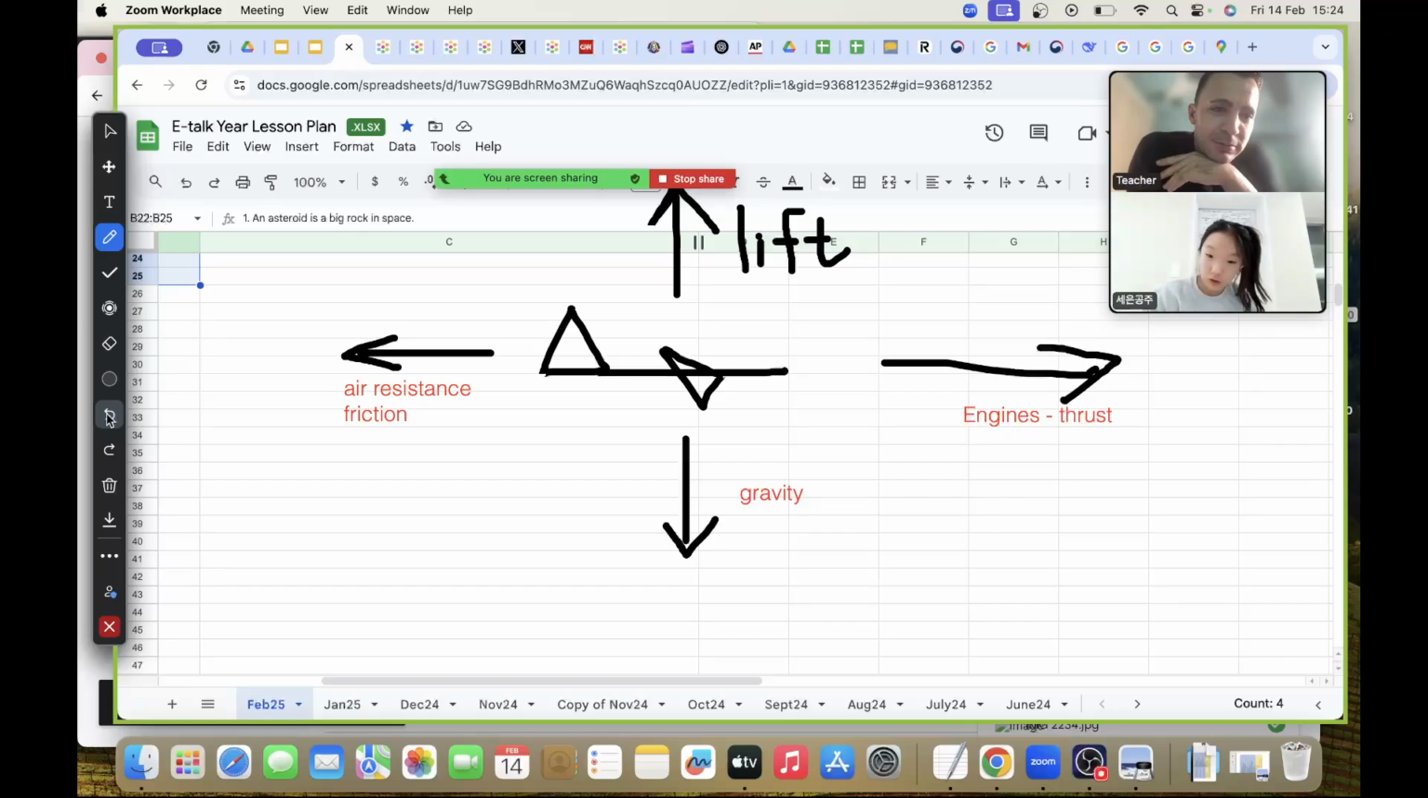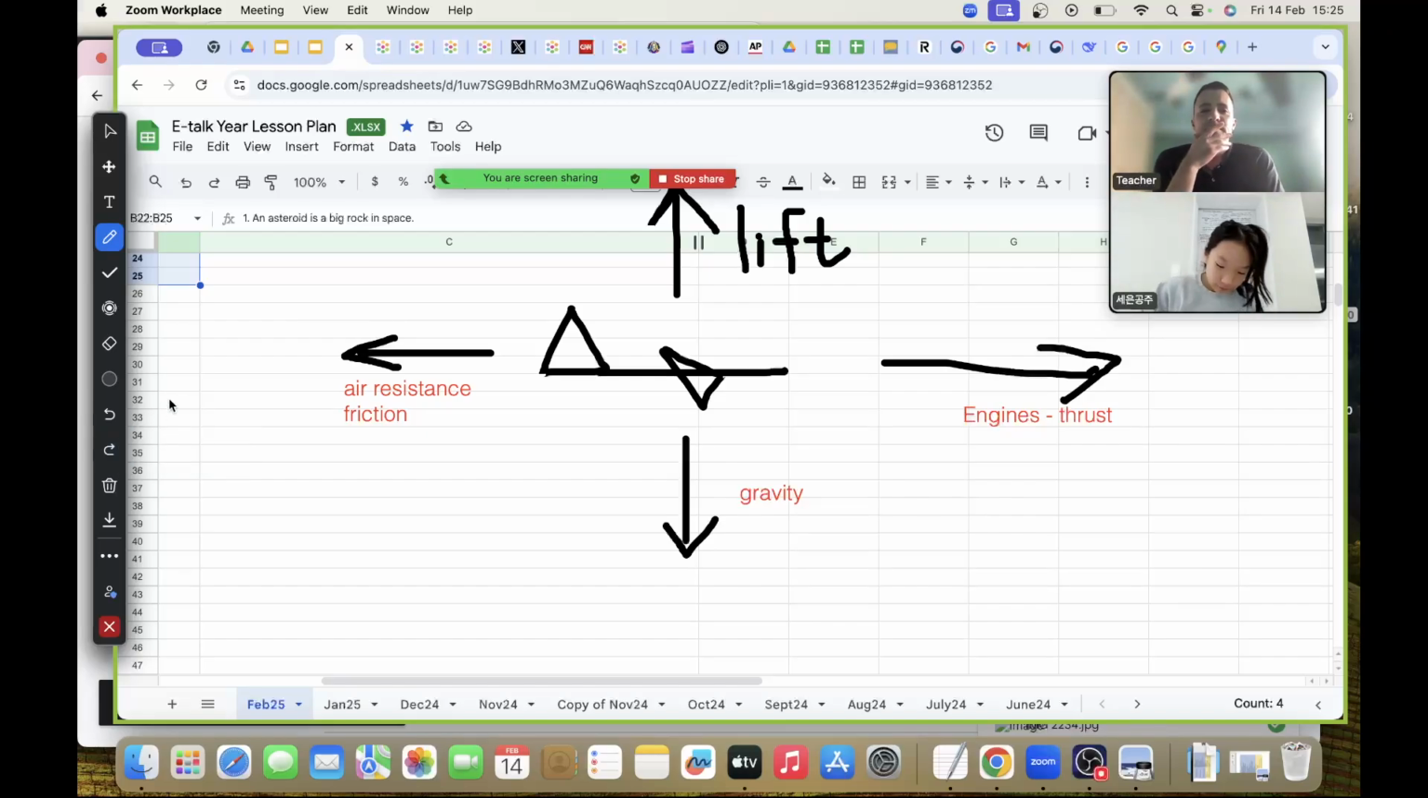Okay, so thrust, engines, bigger than air resistance. Newton's first law. It's not in the book. Unless a force is applied to an object, the object will remain stationary. Unless a force is applied, the object will remain as it is.